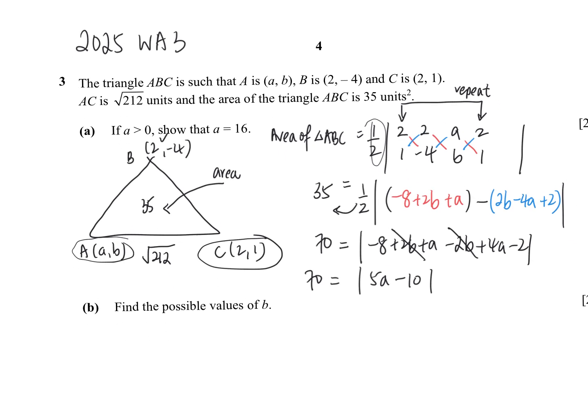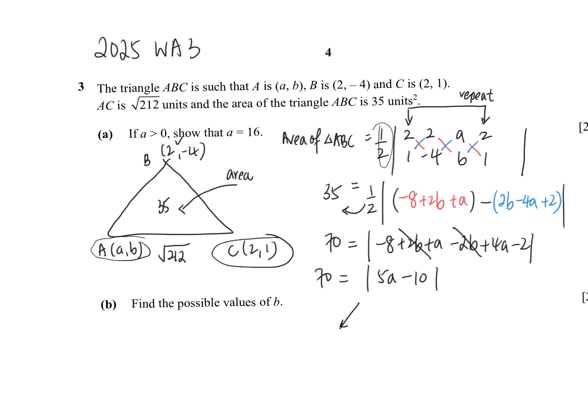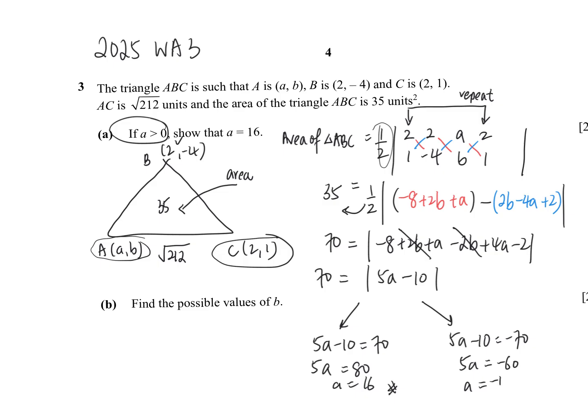Okay, so normally there are two outcomes. One is that this number is actually equal to 70. There's also another outcome where this number is equal to negative 70, because I dropped the sign. So there are two possible outcomes. So here 5A is 80, A is 16. So this is the answer you want because A is positive. The other value that you will get would be negative 12. So this is the one that you will reject. Okay, so usually there are two solutions for the shoelace method, one positive, one negative. And then you solve accordingly.